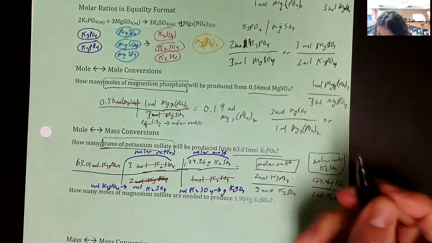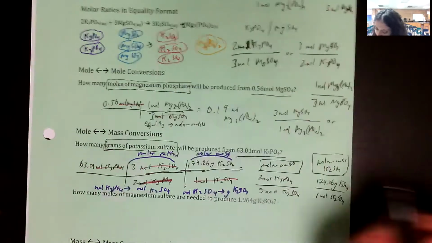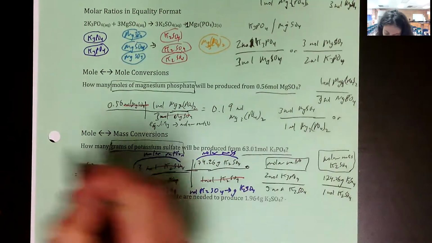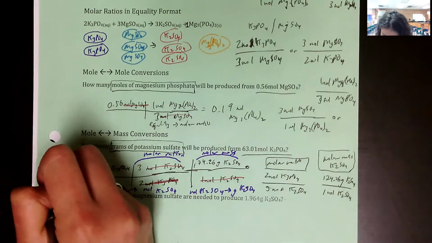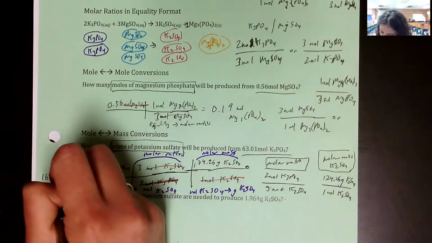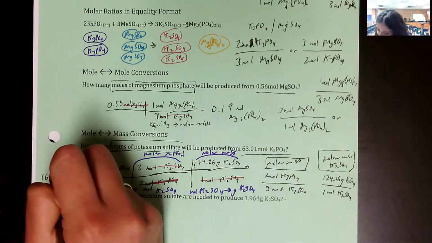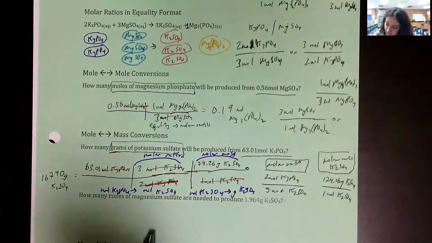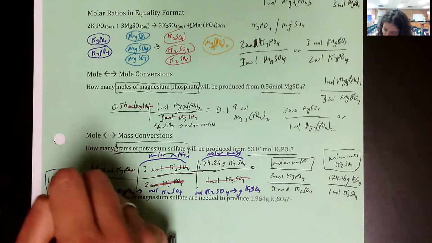Okay, so it looks like our answer to this question, it's not a lot of space to write it. I'll write it off to the side here instead. The answer is 16740 grams of potassium sulfate. And that is our answer.